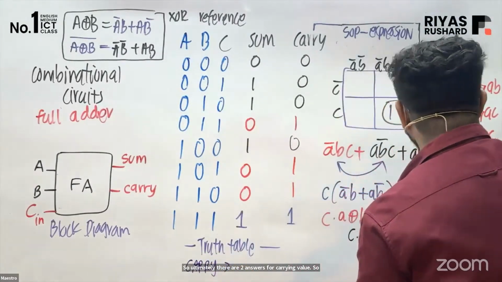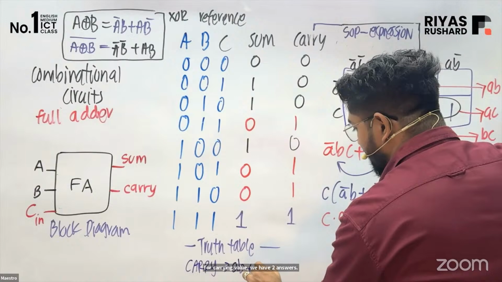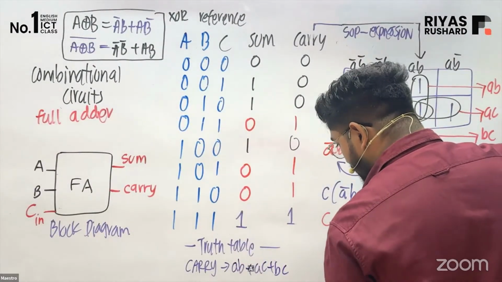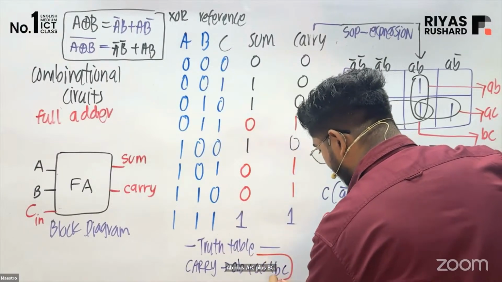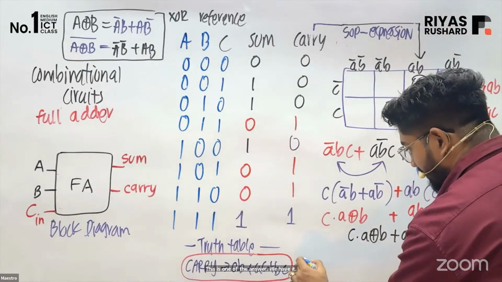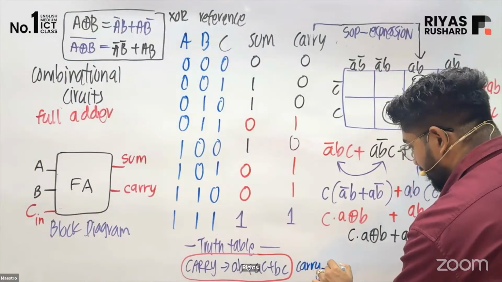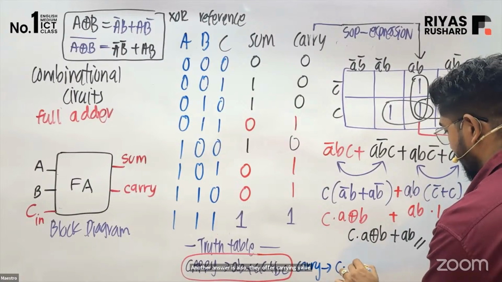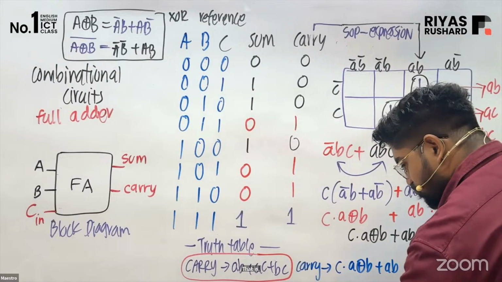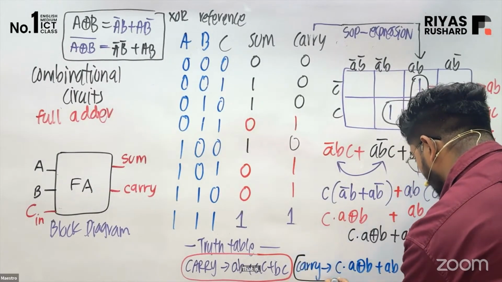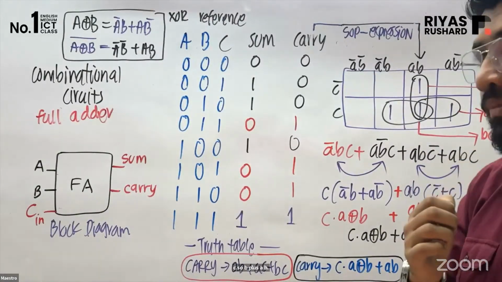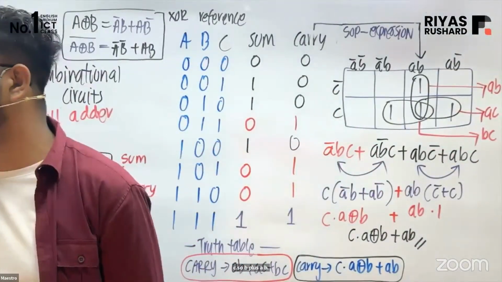For the carrying value, the first one is AB plus AC plus BC. This is one of the answers we have, right? Another answer is also there for the carrying value. That is C dot (A XOR B) plus AB. Both of them do the same thing.